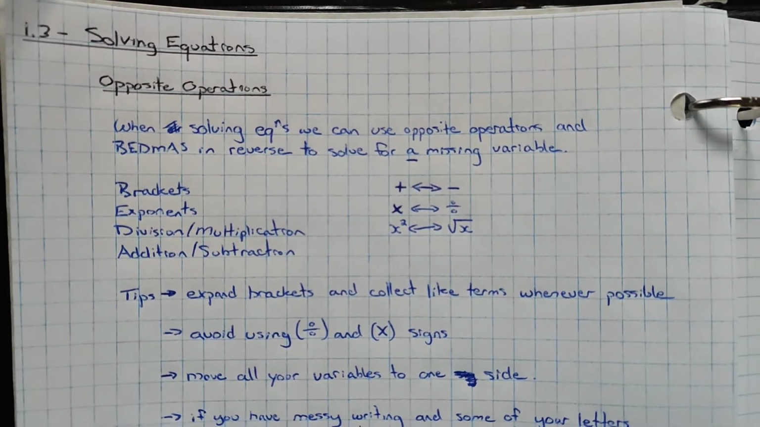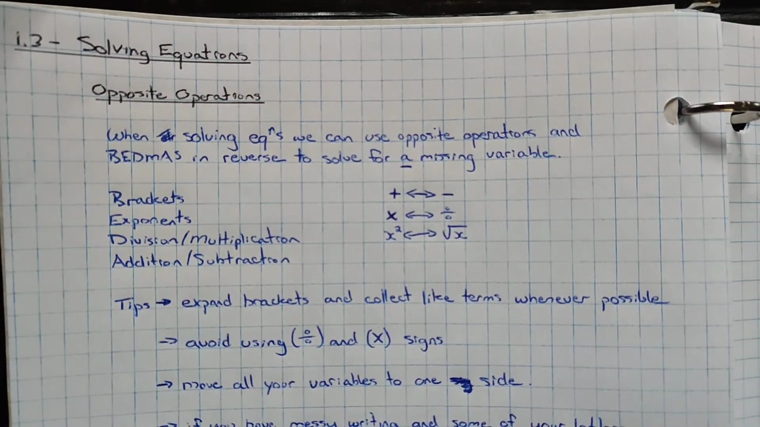In this section, we're taking a look at solving equations. When we're working with solving equations, it's important to remember we're using opposite operations. We're using BEDMAS in reverse to solve for a missing variable. And we can only solve for one missing variable at any given time. We can't solve two variables at the same time.